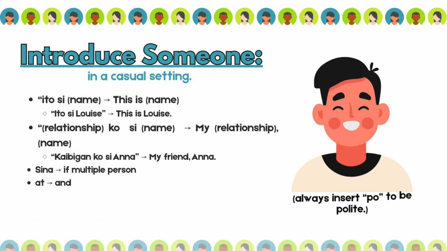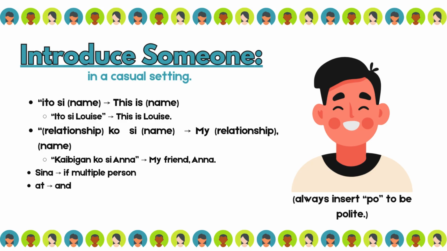On the other hand, if you're just going to introduce someone amongst your friends or in a more casual setting, you can instead use these two phrases. First is by saying ito si and then the person's name, or in English that translates to this is and then the person's name. So if we're going to use it in a sentence, let's say your friend's name is Louise, we can say ito si Luis or this is Luis.